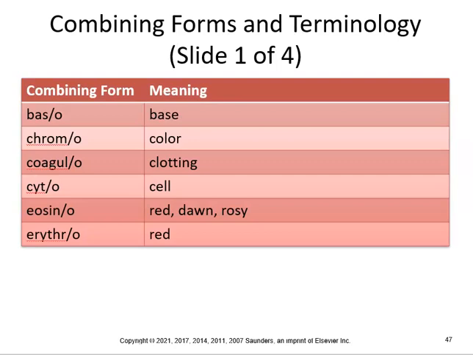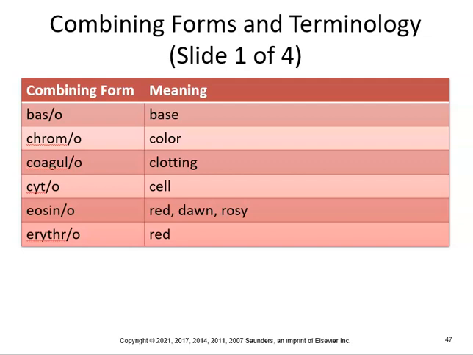Let's look at base. So basophil, a white blood cell with dark staining granules that have an affinity to basic dyes. Chromo is color. Coag is clotting, so anticoagulant would be a substance that works against coagulation, blood clotting. Cyte is cell, so cytology, study of cells. Eosin is red, dawn, rosy, so eosinophils are white blood cells with dark staining granules that have an affinity for acidic dyes. Granules turn red in the presence of the dye.